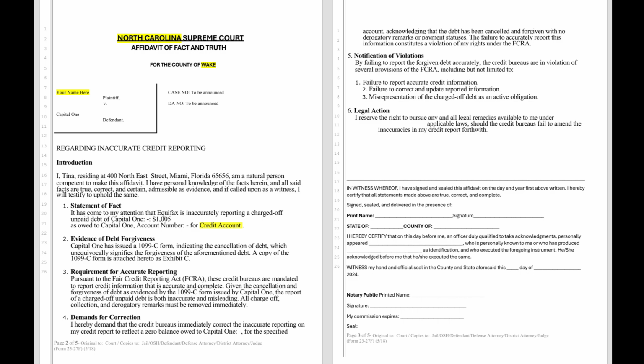So it says, I, Tina, residing at 400 Northeast Street, Miami, Florida, 65656, am a natural person competent to make this affidavit. I have personal knowledge of the facts herein, and all said facts are true, correct, and certain, admissible as evidence, and if called upon as a witness, I will testify to uphold the same.